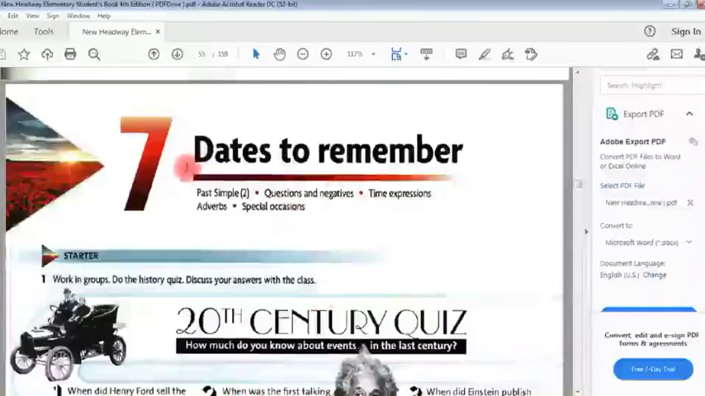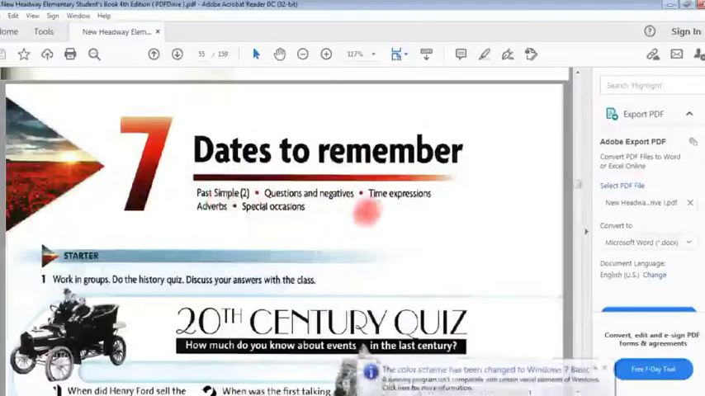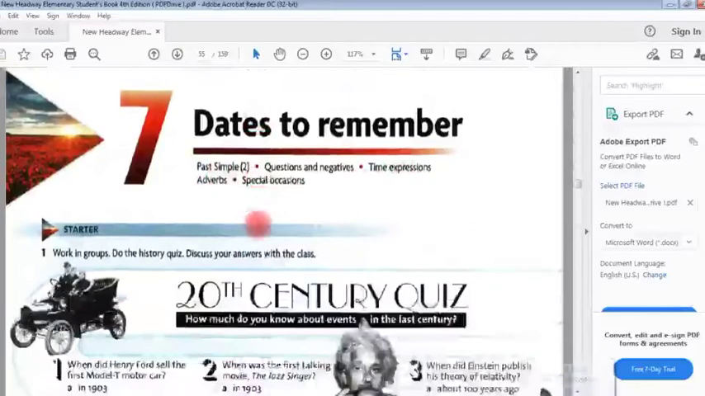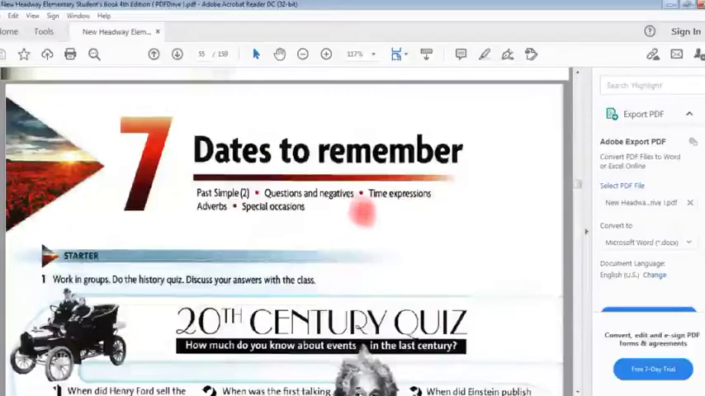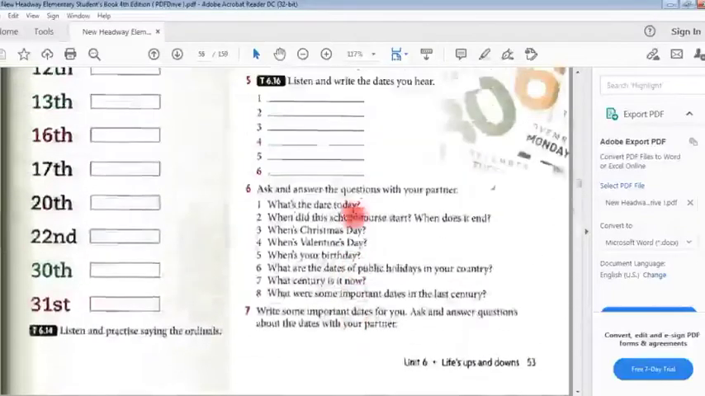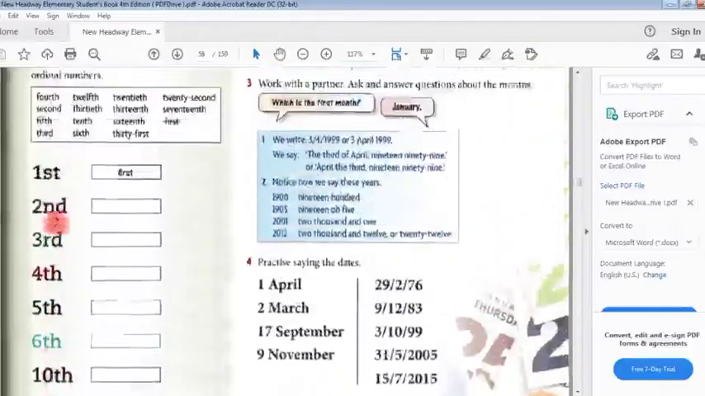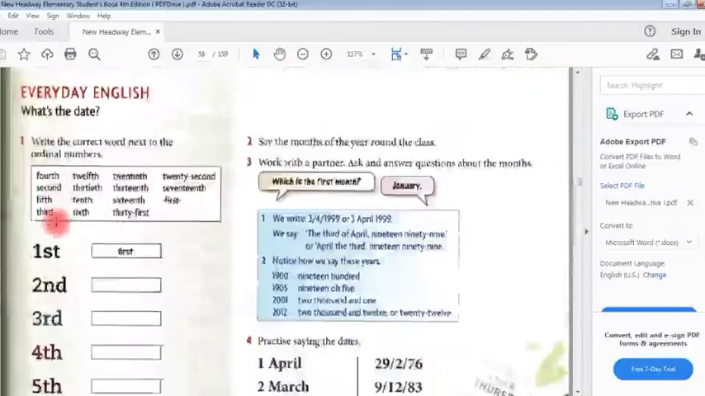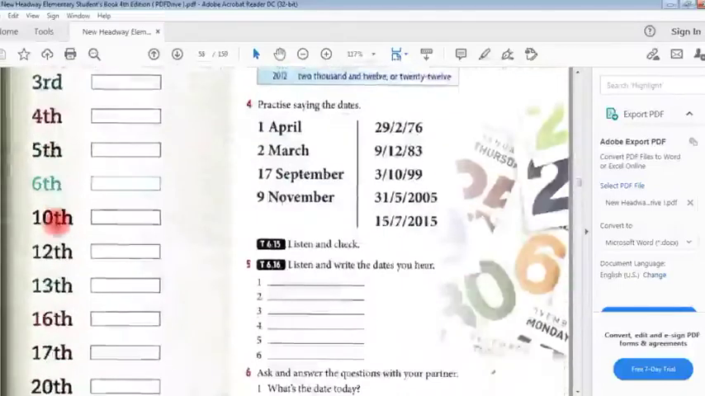Unit 7, Dates to remember: past simple, questions and negatives in past simple, time expressions, adverbs, special occasions. Okay, by the way, we are talking about time and expressions. Let's go to the previous unit. We were talking about the time expressions, okay?